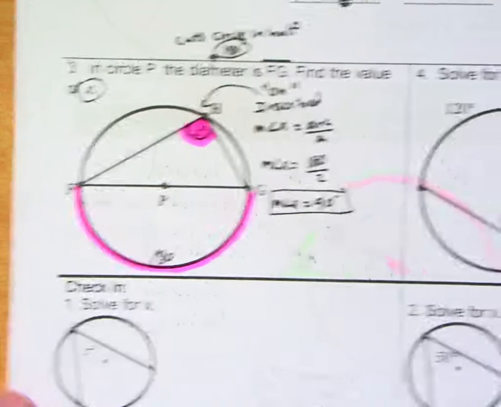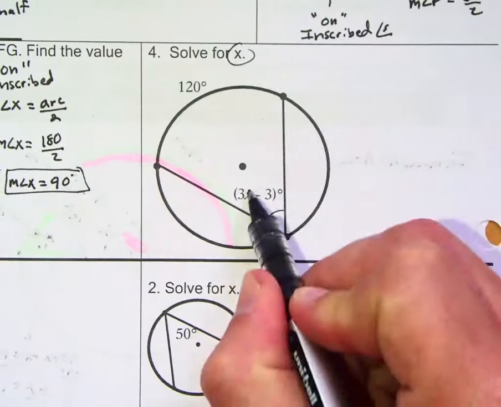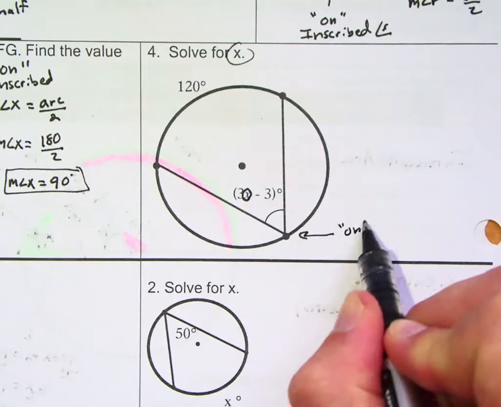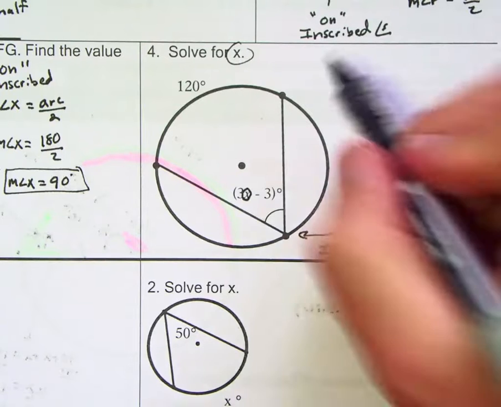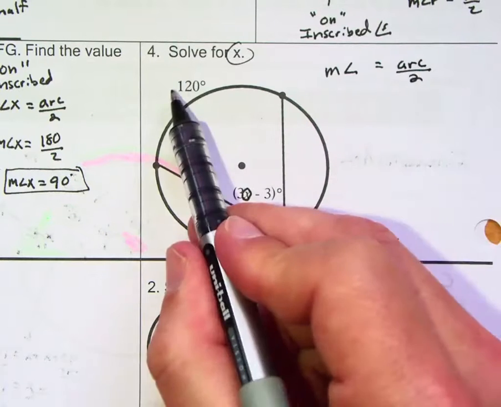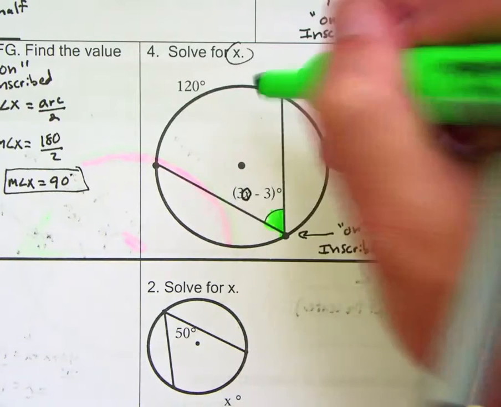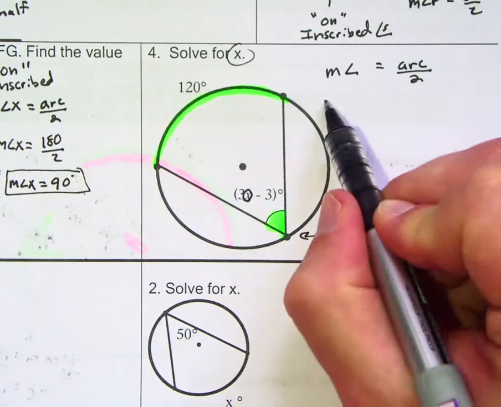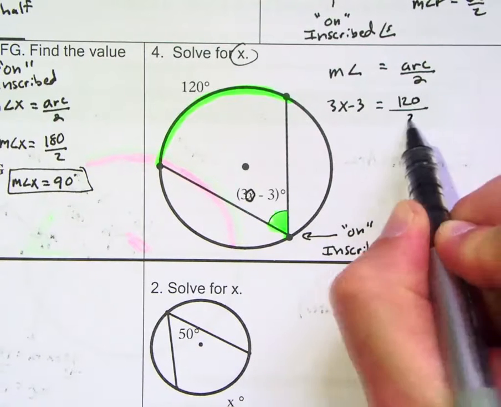Finally, if we go take a look at another challenge here, we're solving for x again. That's my find. So I'm not done until I have this x right there. Now, again, what kind of angle is this? Well, the vertex is on the circle, so this is an inscribed angle. And we know that the measure of the angle is equal to the intercepted arc divided by 2. So you go ahead, you turn its light on. Here's its intercepted arc. So my angle happens to be 3x minus 3. My arc is 120, intercepted arc, and it's divided by 2.